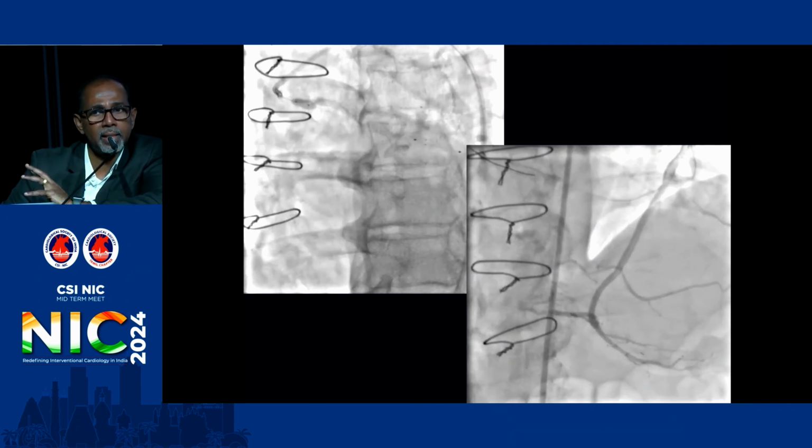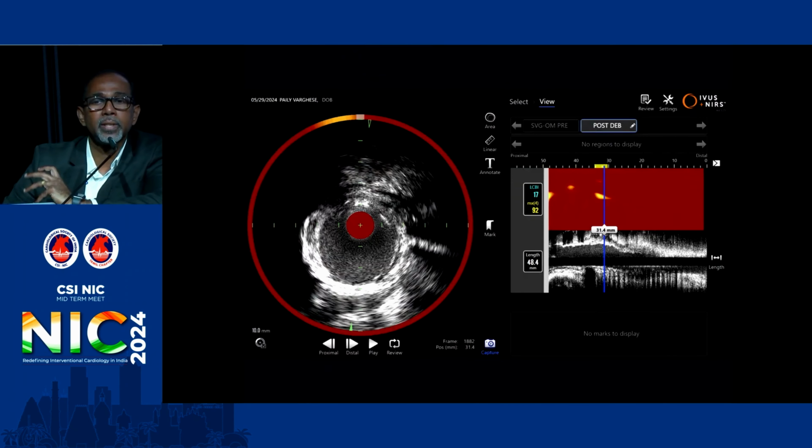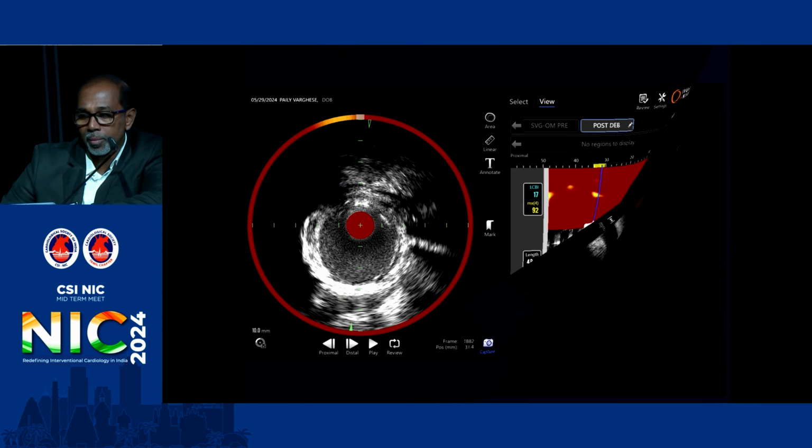So NIRS made us understand that one was a high-risk lesion and the other was a low-risk lesion. In the high-risk lesion, we used laser as well as a distal protection device for managing this patient.